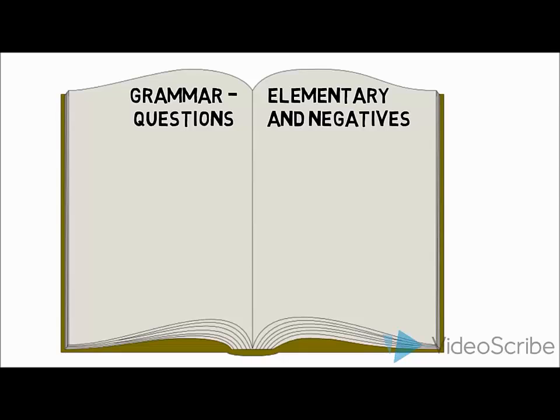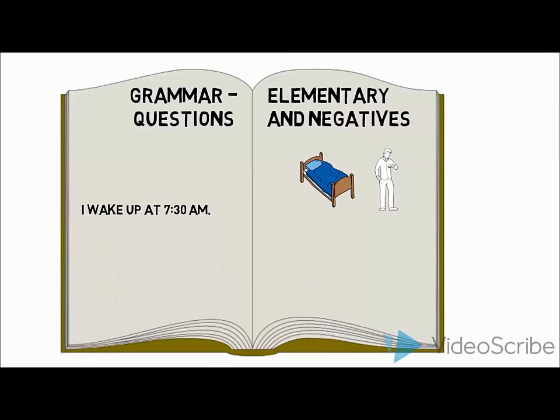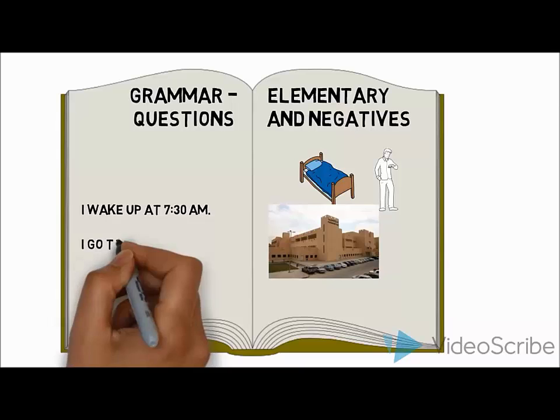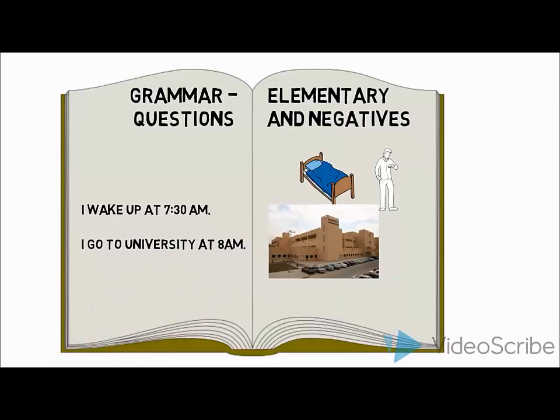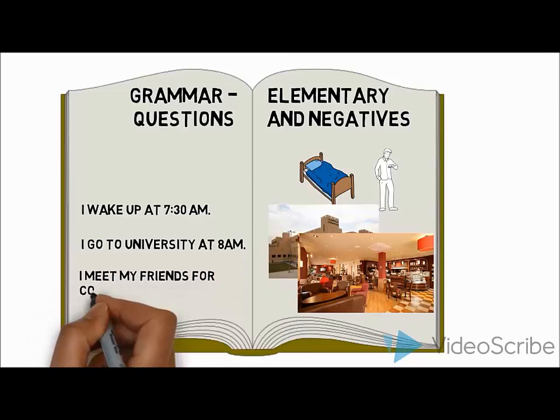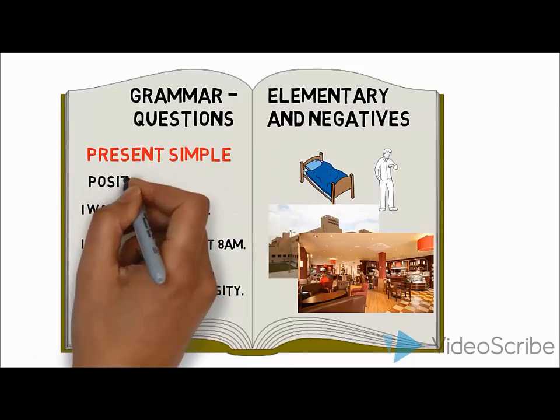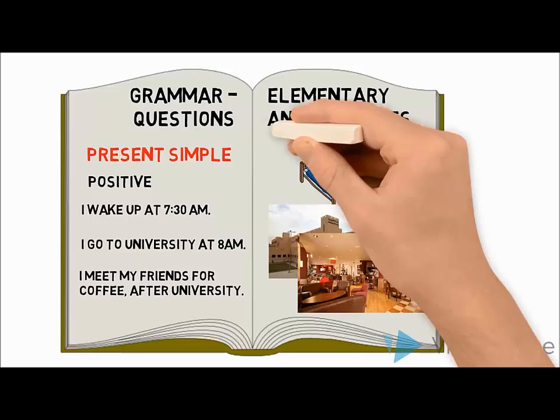So let's begin. Let me tell you about my routine. I wake up at 7:30 a.m. I go to university at 8 a.m. and I meet my friends for coffee after university. All these sentences are in the present simple and they are all positive. Now let me tell you about the negative sentences.